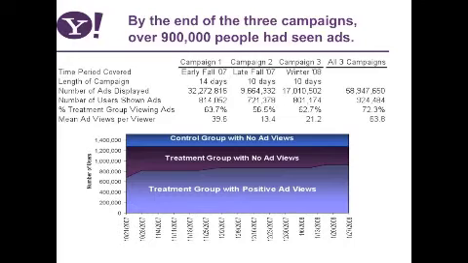So by the end of the three campaigns, over 900,000 people had seen ads. You can see the one that I'm mostly going to study here is campaign number 1, which ran for 14 days in the fall, 32 million impressions. Well, I guess I should be using a pointer. 32 million impressions delivered to 814,000 people. So 64% of the treatment group actually saw ads, and of those who saw ads, there were actually 40 ads on average per person.